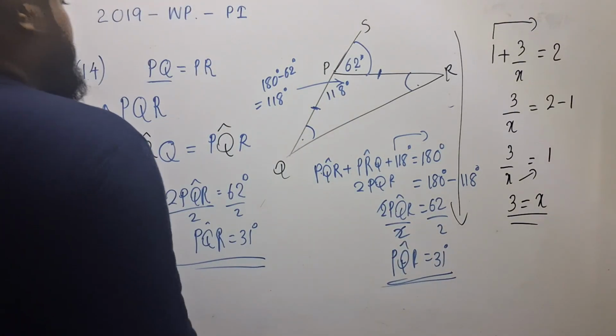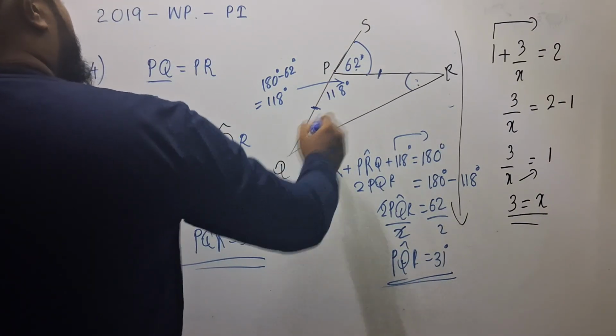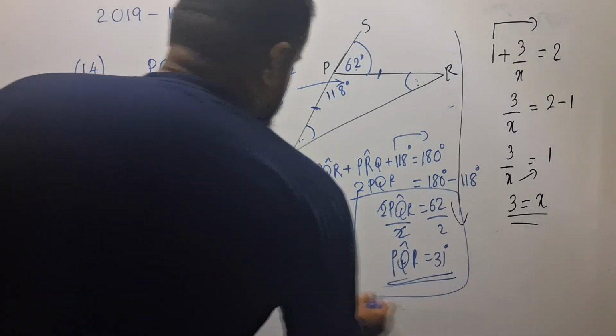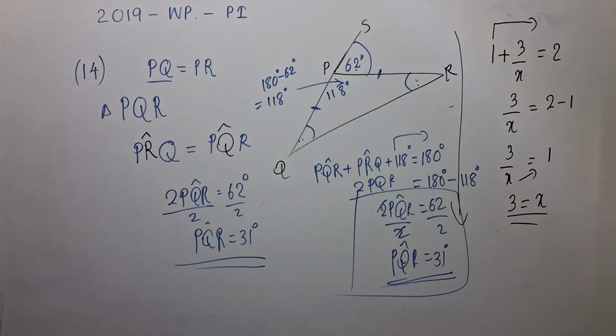But if you remember the theorem, you can just write these two steps and get the answer. That's why we need theorems. Okay, so that one was an easy question. Then the 15th question.